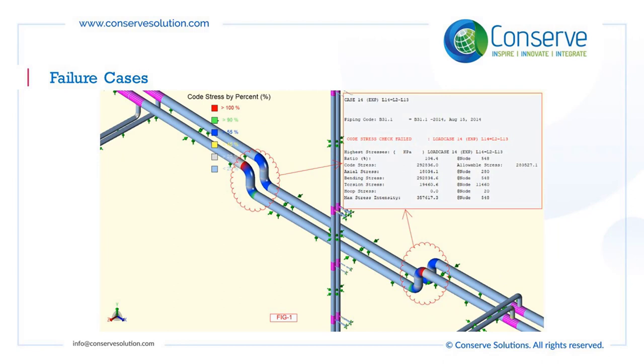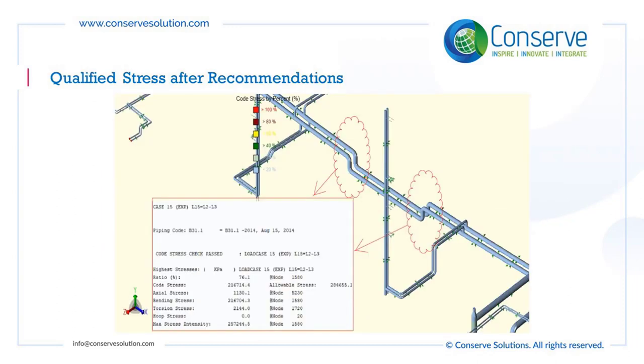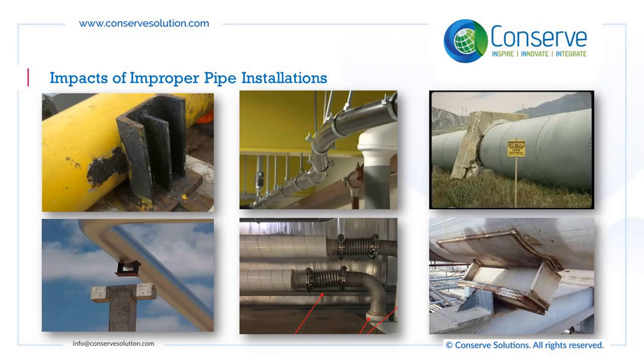The stress in the elbow is 4.4% higher than the allowable stress. The failure is due to thermal expansion and contraction associated with the temperature difference. We have recommended expansion loops to allow flexibility in those locations and hence keep the stresses within the code allowable limit. Here is the revised stress analysis report after incorporating the recommendations. The stresses are very well within the allowable limit, and you will not find any red zones in the report. Here are some pictures showing failures in the piping system. So it is very much essential to do a stress analysis before we go for site installation.